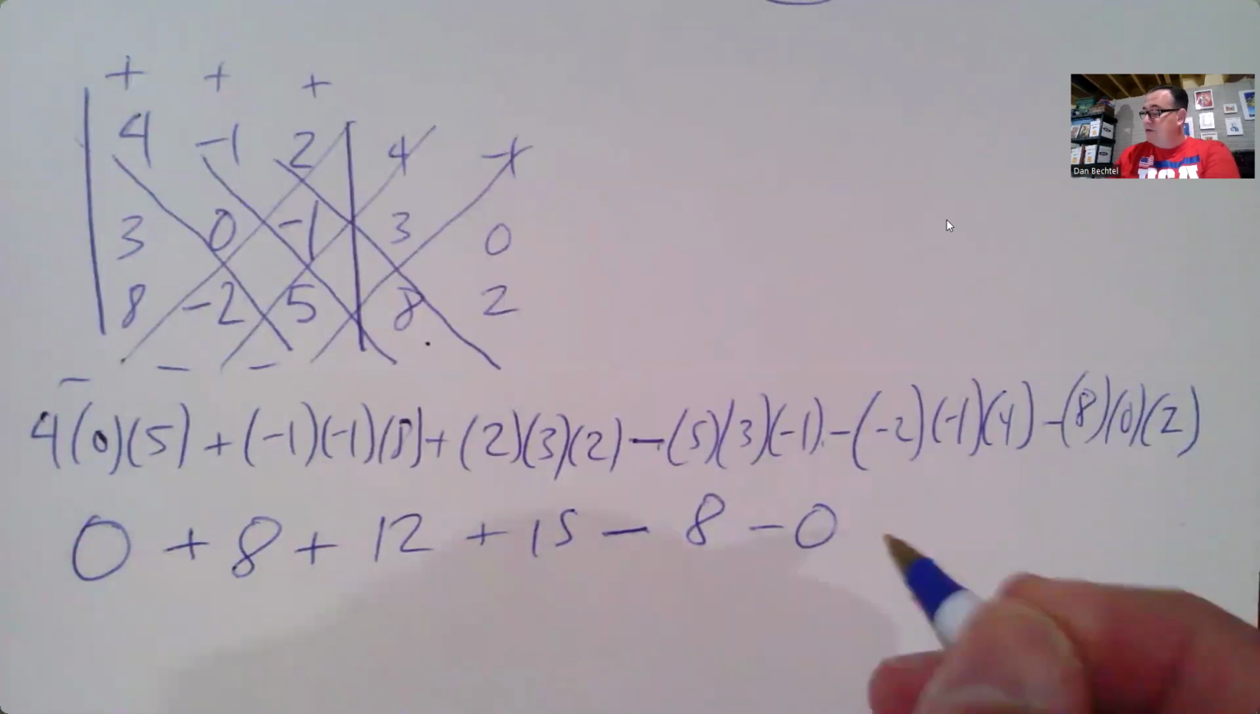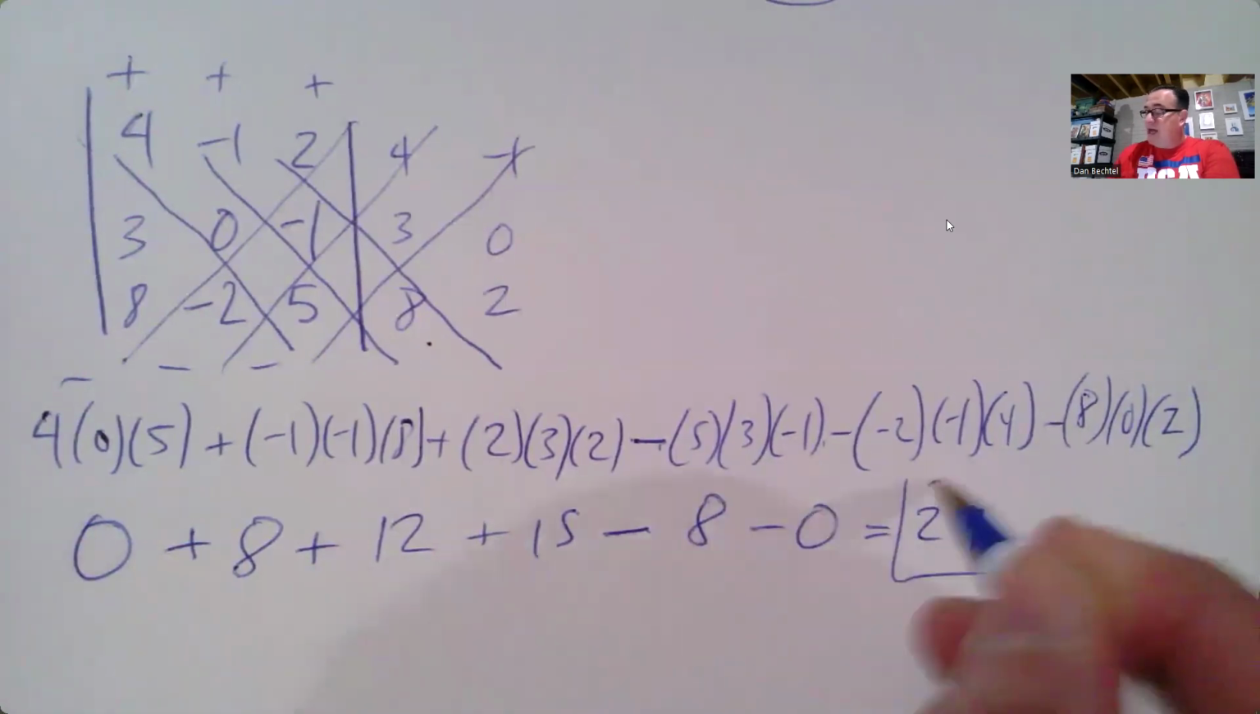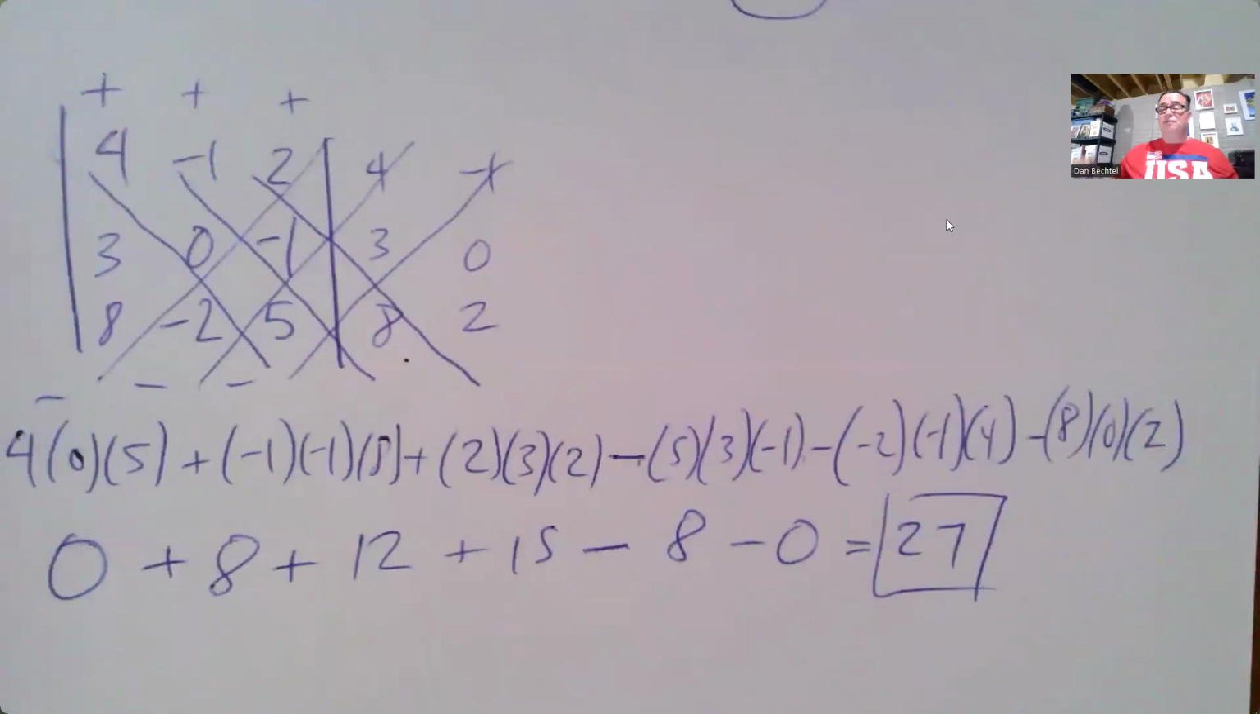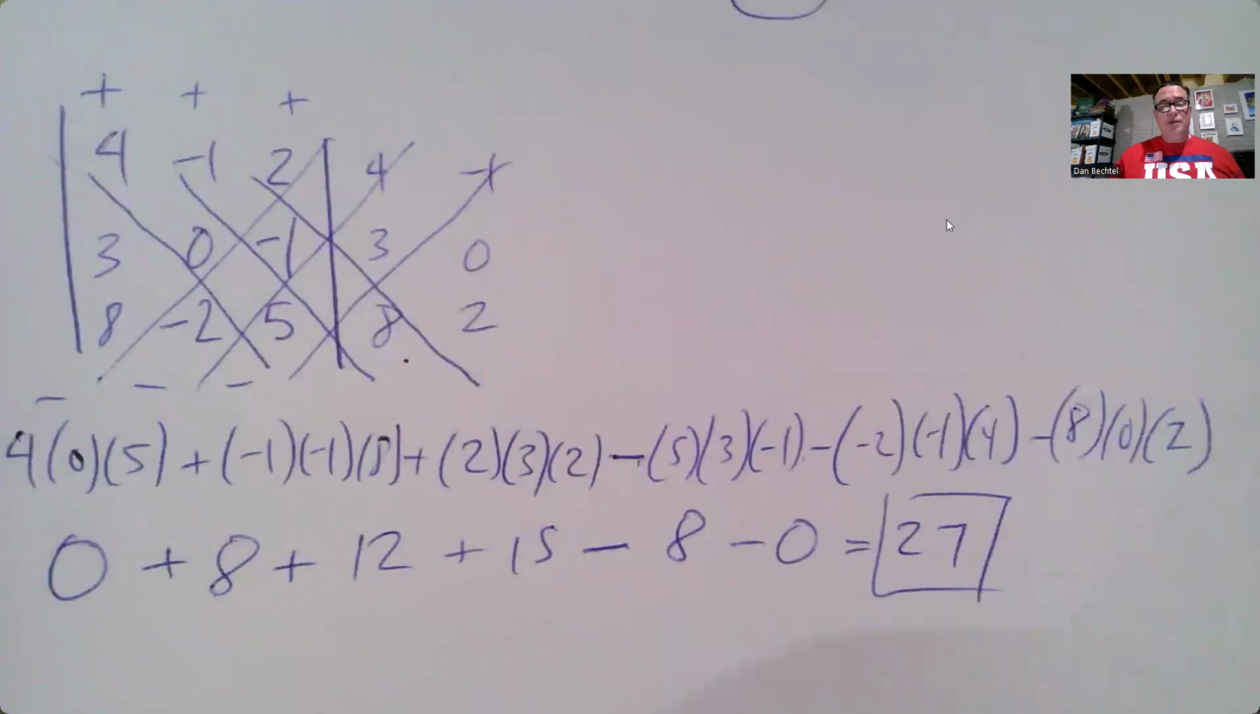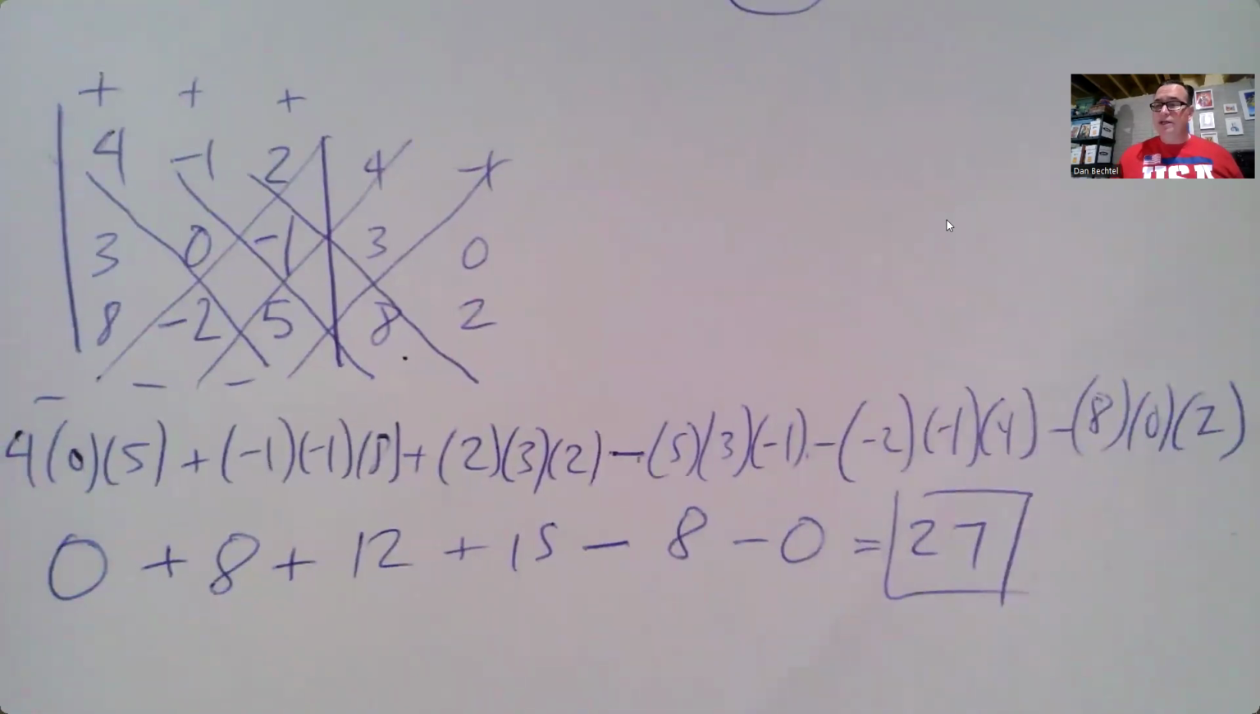2 zeros don't impact. Positive 8 and the negative 8 cancel each other out. So the 12 and the 15 together is going to give me a 27 as the determinant of that 3 by 3 matrix. Again, it's not hard. It's just a process, and you just kind of have to go through it. That shouldn't take you too long, but it does give you an idea as to what you're supposed to do.